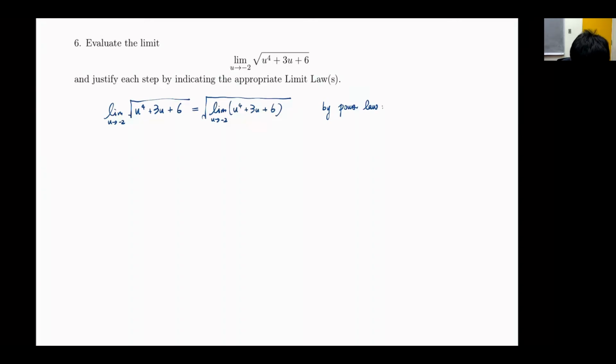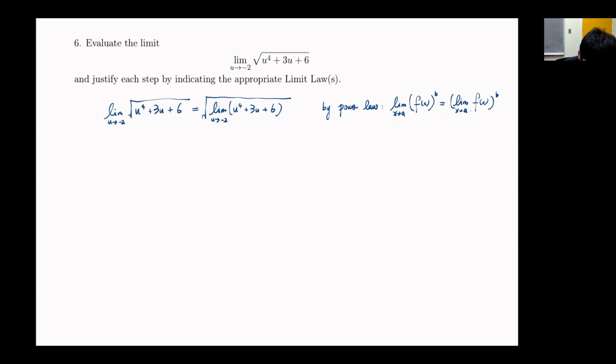So let me briefly recall what the power law says. The power law simply says the limit of any power of f of x is going to be the same as the power of the limit as x approaches a. So for this case, we are just regarding this square root as taking the 1/2 power, and then we invoke the power law with the power 1/2. That way we will be able to place the limit inside. So this follows from the power law.